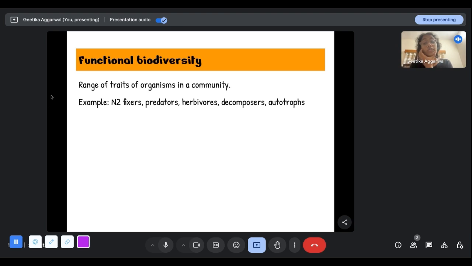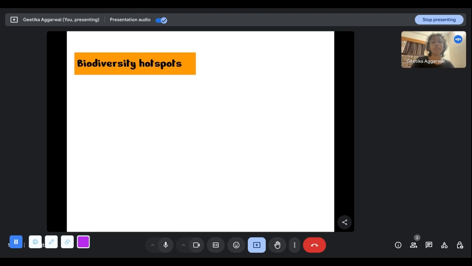And when you come to functional biodiversity, it's actually about the range of traits of organisms that are present in a community. So when you're looking at the community, what is the range of different traits of organisms which are present in that particular community? For example, as we discussed already, there might be some nitrogen fixers, there might be predators, there might be herbivores, there might be decomposers, autotrophs, all of these different things might be present. So when you're talking about functional biodiversity, you're talking about what are the different traits of organisms present in the community, right?